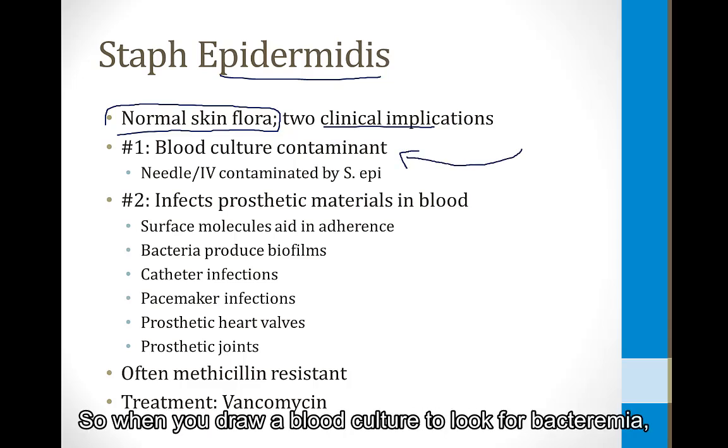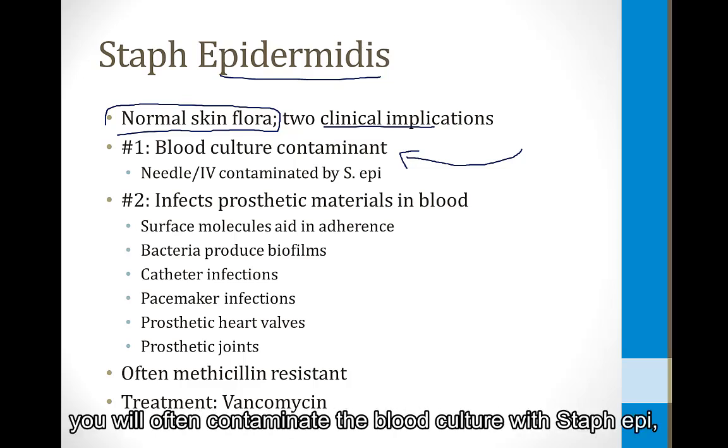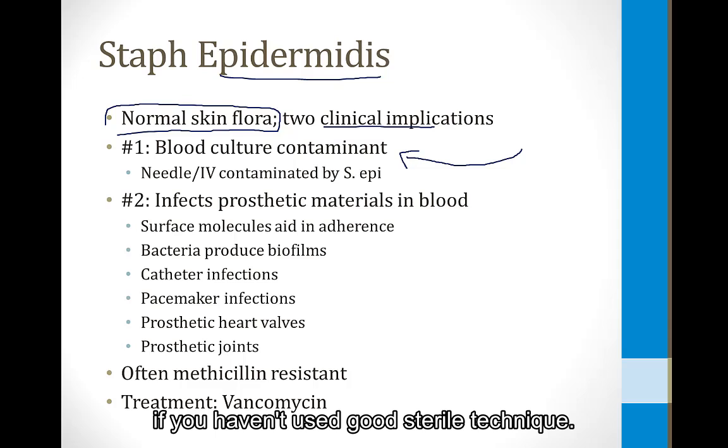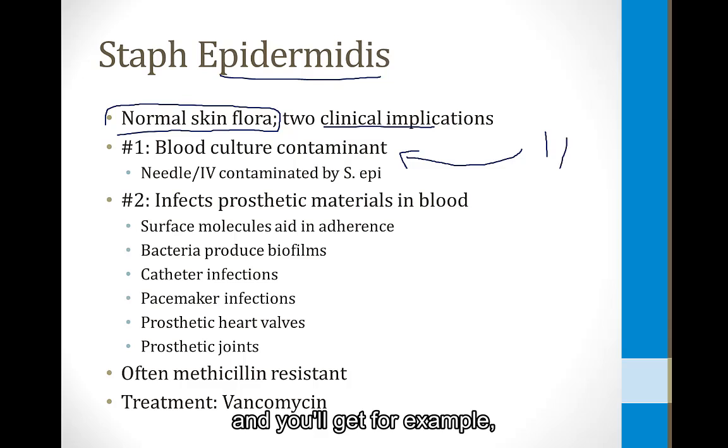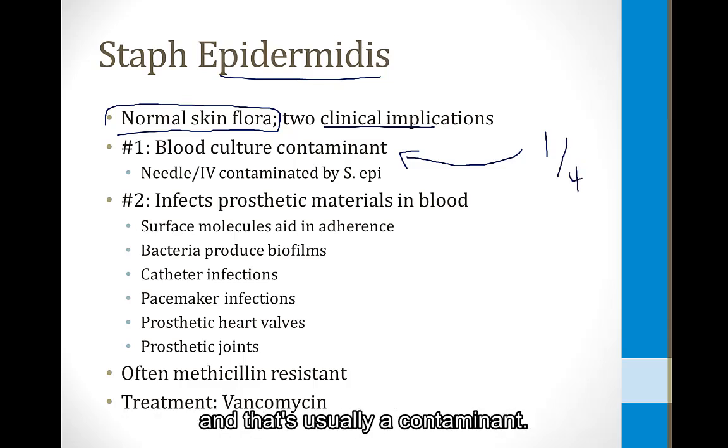So when you draw a blood culture to look for bacteremia, you have to stick a needle into the vein and withdraw some blood and send it to the lab. In sticking that needle into the vein, you will often contaminate the blood culture with Staph epi if you haven't used good sterile technique. So what often is done is usually 4 bottles of blood culture are sent to the lab. You put some blood into 4 different bottles, and you'll get, for example, 1 out of 4 bottles showing growth of Staph epi, and that's usually a contaminant. True bacteremia will often result in growth in all 4 of the bottles.